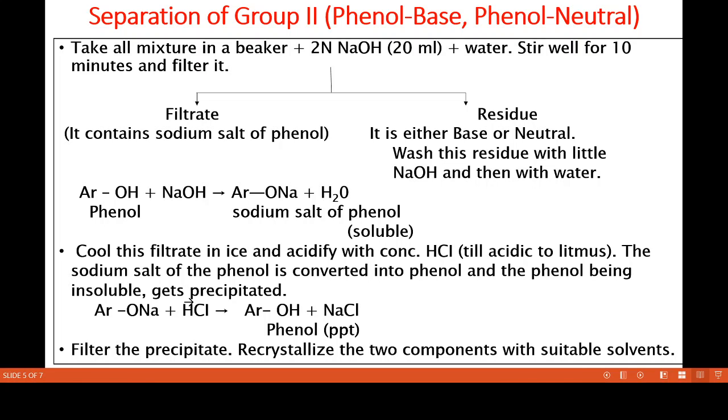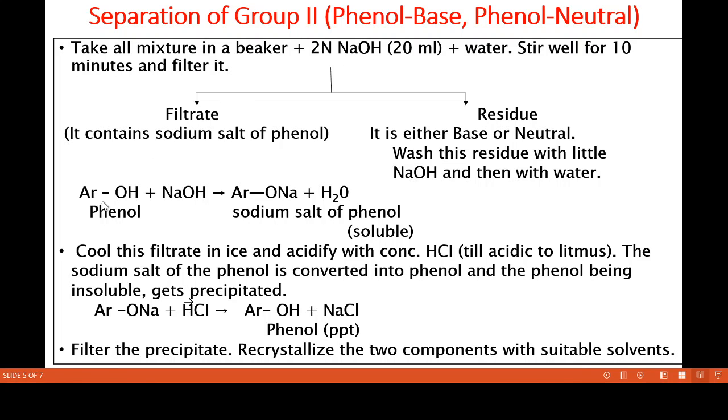So the next point is separation of group second. In that we have to separate phenol base type or phenol neutral type. In that, what we have to do, we take all the mixture in a beaker, add 2 normal NaOH. So we know that our compound contains phenol. Here the phenol is common. So we take all the mixture in a beaker, add 2 normal NaOH.